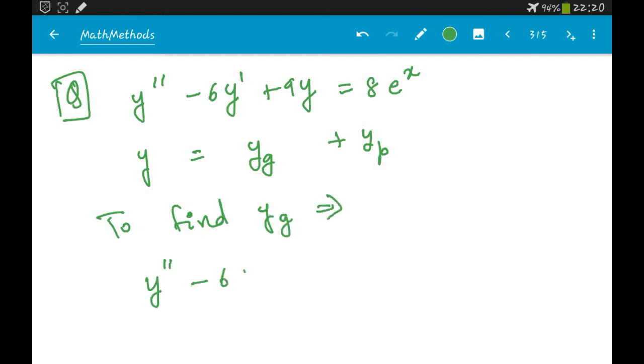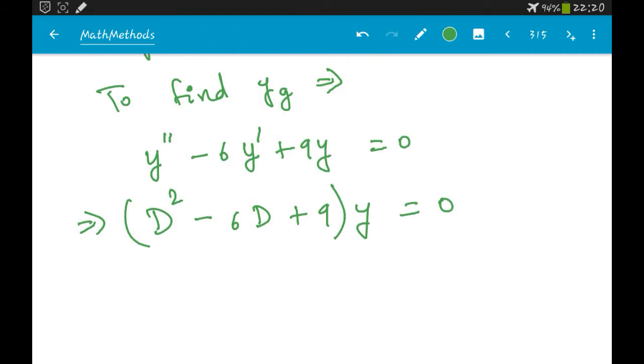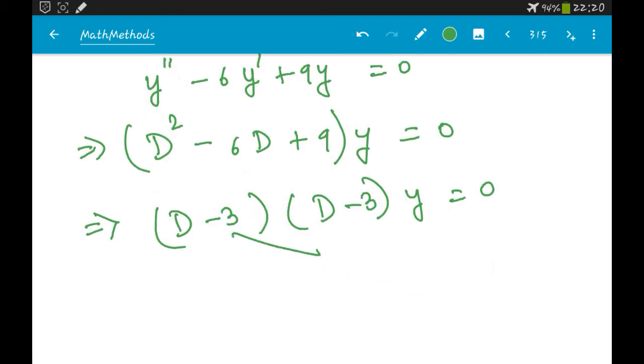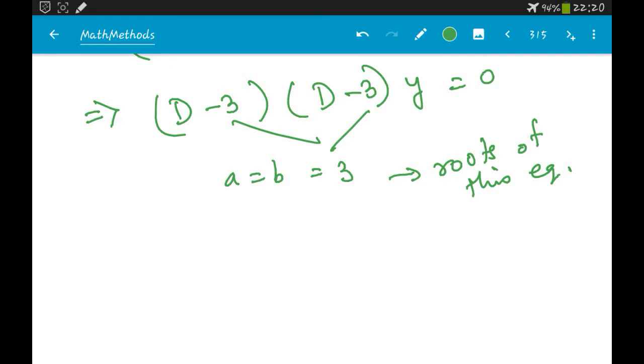Y double dash minus 6y dash plus 9y is equal to 0. And this is written as d square minus 6d plus 9 into y is equal to 0. This is nothing but your d minus 3 into d minus 3 into y is 0. Okay, so here a equals b equals 3. These are the roots. Okay, so a and b are 3, and what is c?